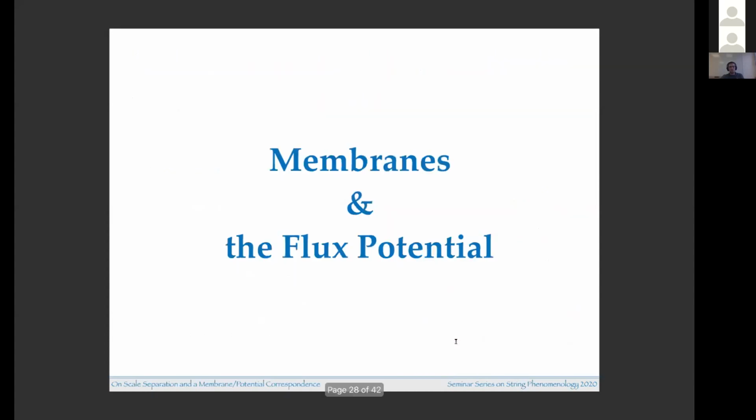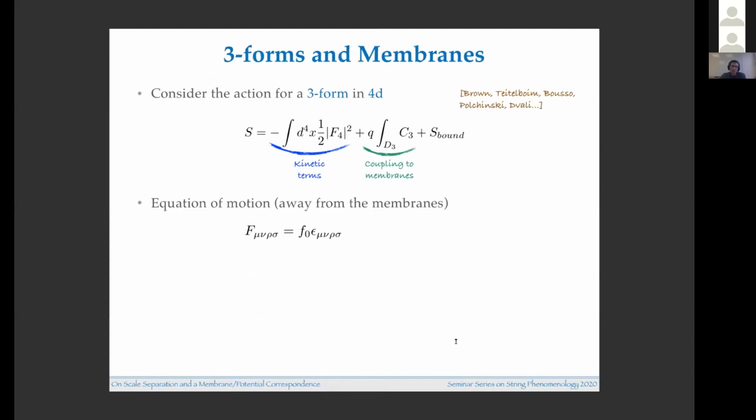So this being said, let me go to the second part of the talk, and this relation between membranes and the flux potential, or the N=1 scalar potential, if you want. So before going into the details, let me very quickly recall a couple of things about 3-forms and membranes in 4 dimensions, because I think more people are familiar with the N=1 scalar potential in general, but maybe not so many people are familiar with 3-forms in 4 dimensions.